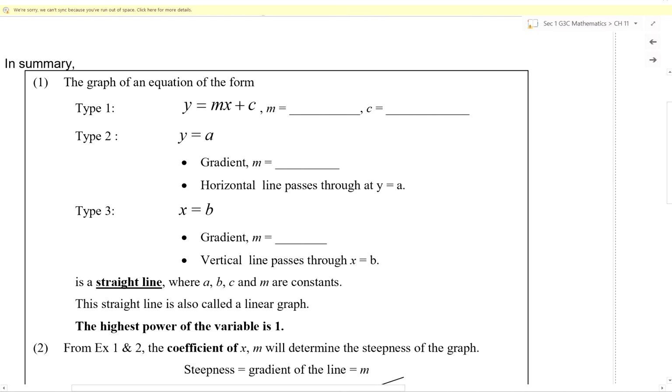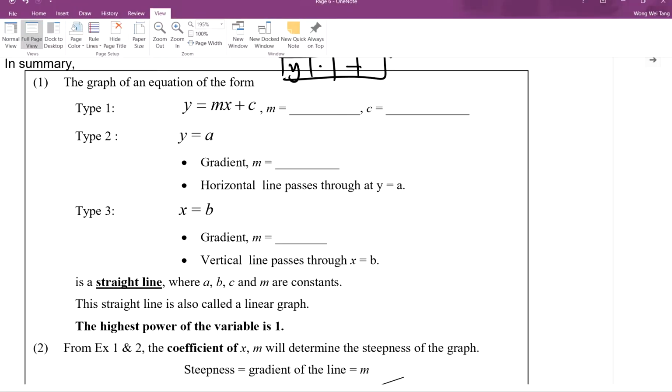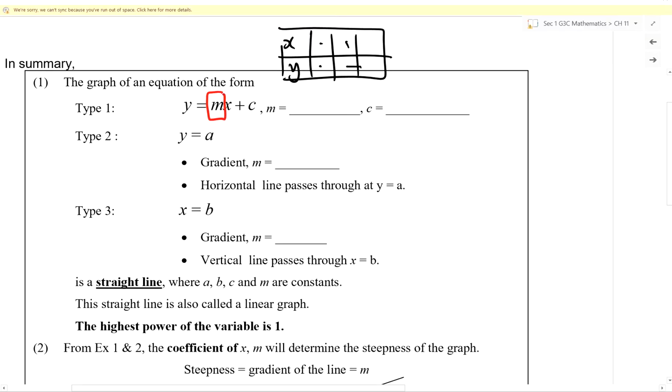Generally, a graph for a straight line looks like this: y equals mx plus c, where x and y are our variables. They are the ones that can change. When we plot a graph, we put x and y over here. When x equals something, y equals something. Now, the number in front of x, the coefficient of x. What does this tell us? Gradient. It tells us whether it slopes up or slopes down or is horizontal, depending on the value of m.